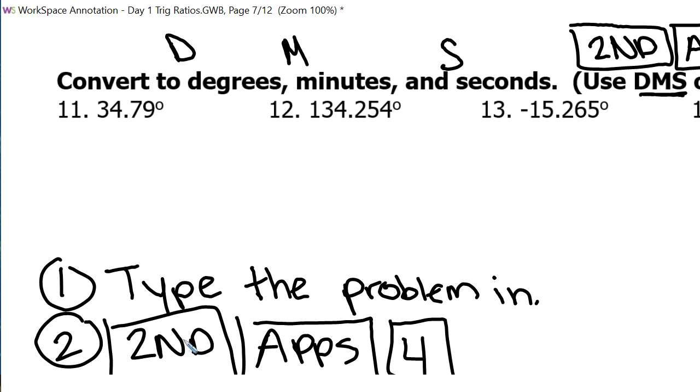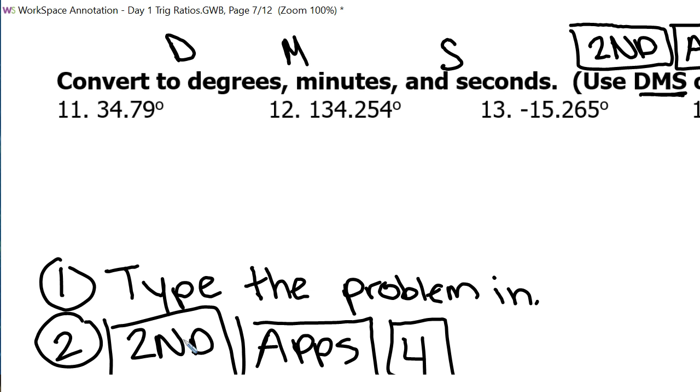Step 2, do second apps number 4. So that triangle DMS means it's going to take that problem and convert it to degrees, minutes, and seconds. Notice the cursor is flashing. To get your answer, hit enter. And there is our answer. It's 34 degrees, 47 minutes, 24 seconds.